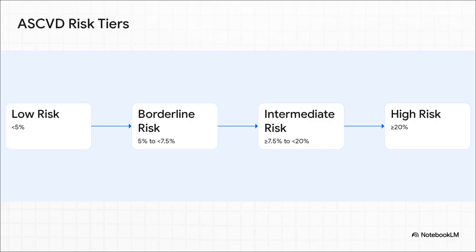That risk score then puts patients into one of these four buckets. And this framework is what guides the conversation with your patient about starting a statin. It's all about shared decision-making, especially when they get into that intermediate risk category or higher.